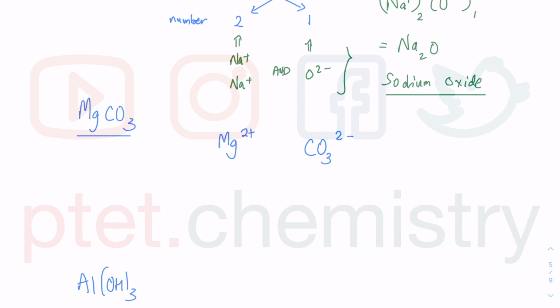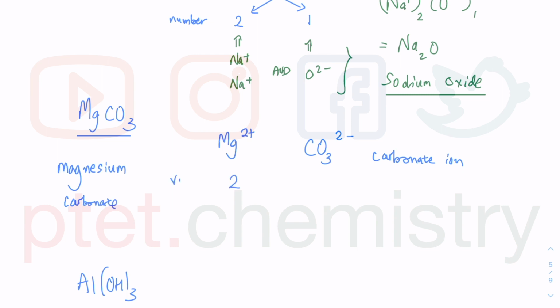Carbonate is one of the 5 polyatomic ions, CO3 2 minus. This is called carbonate ion, whereas the other thing is called magnesium ion. So the name of this compound is magnesium carbonate. Make sure that you are building up your vocabulary.